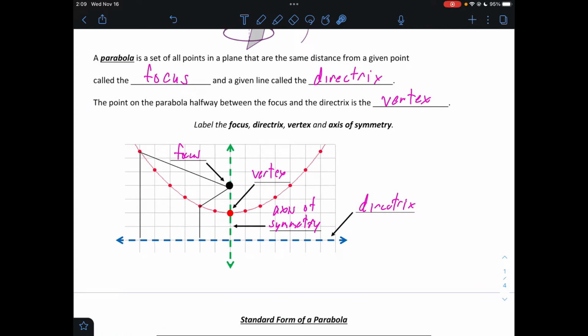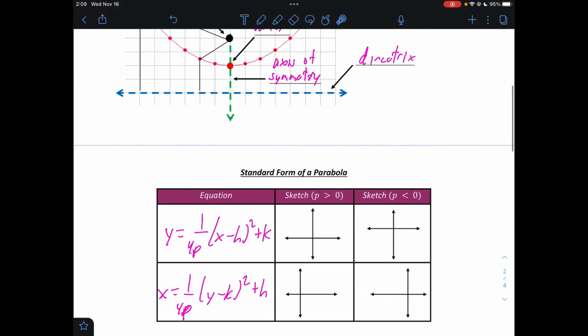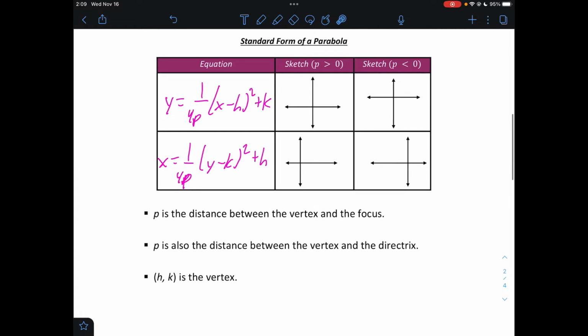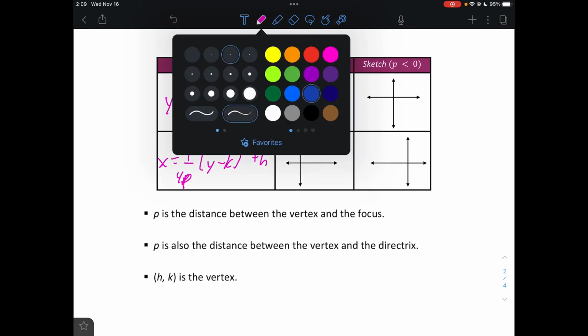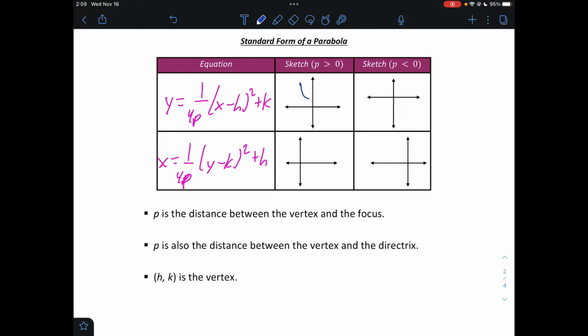Parabolas will come in two forms, horizontal or vertical. So if we can make it to the form of y equals, basically if x is squared, this is going to be a vertical parabola. So it's going to open up if p is greater than 0 here, or down if p is less than 0 here. P is here.